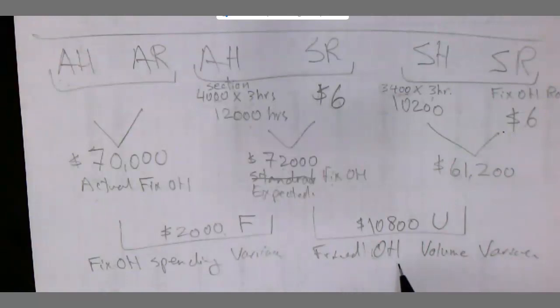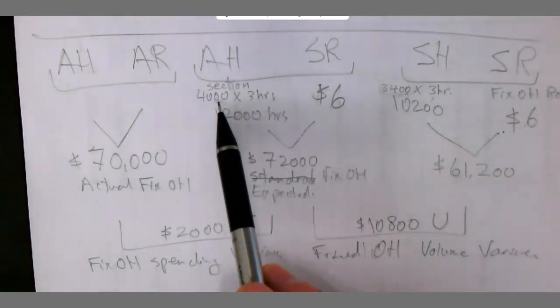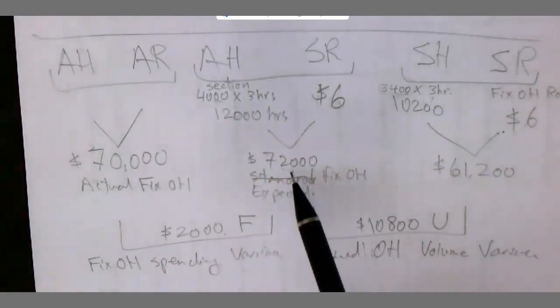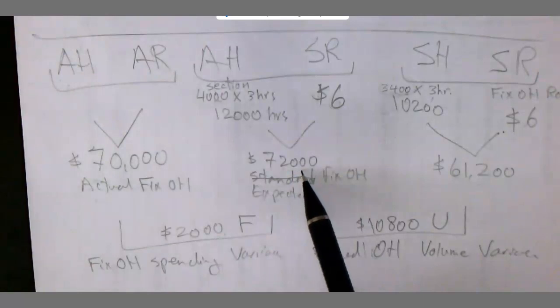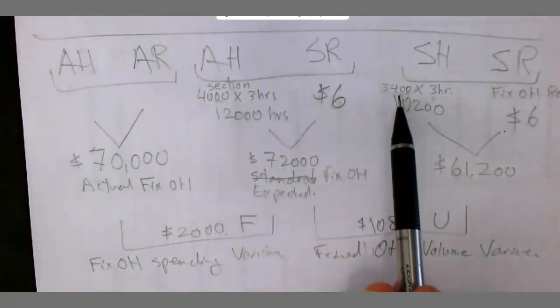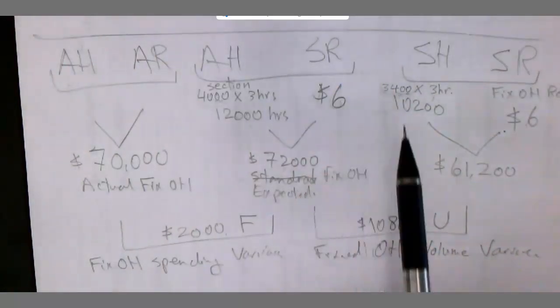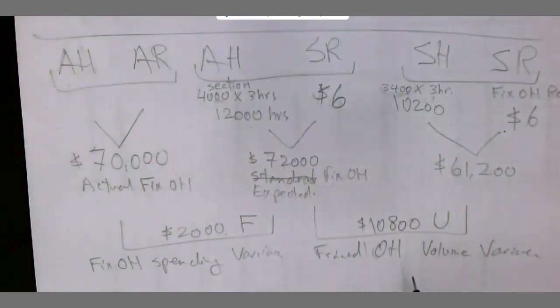So the fixed overhead volume, the volume of production was lower compared to the dollar amount of the fixed overhead that they spent, because they were supposed to do 4,000 sections production, which is 72,000, right? But the volume of production was much less, and that's why that's an unfavorable situation in regards to the volume of production. So the fixed expenses overall, as you see, it's a little bit complicated.